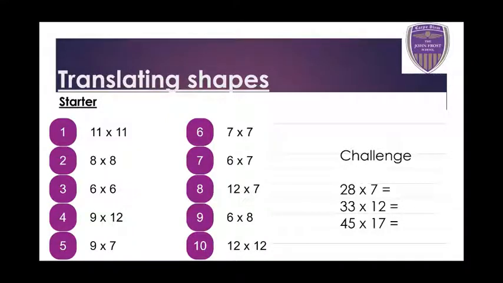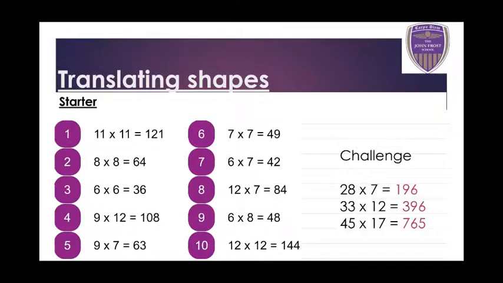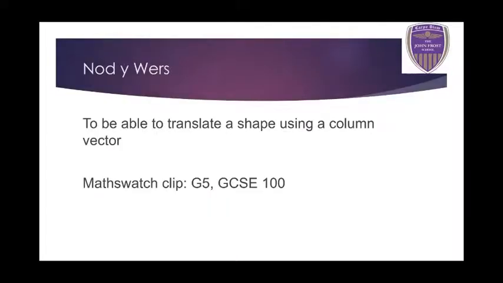Okay, here are the answers. Moving on to the learning outcomes. So the learning outcome for today is to be able to translate a shape using a column vector. So pause the video and copy this down in your books, please. Okay, let's jump into it.